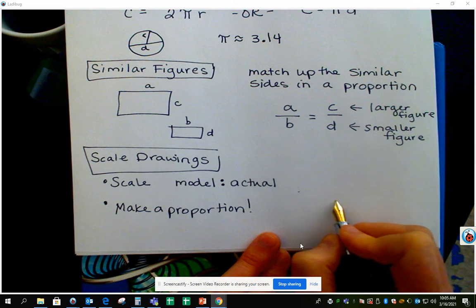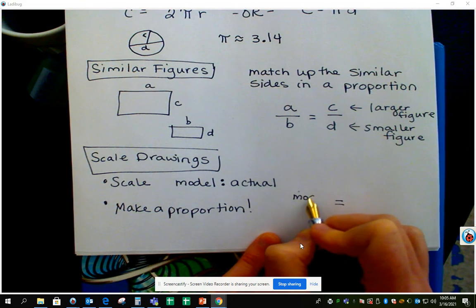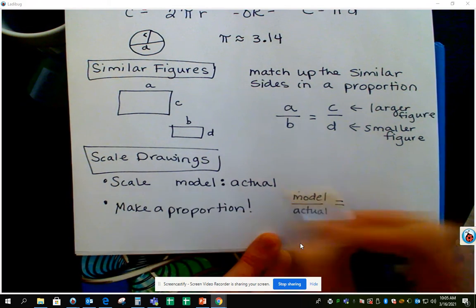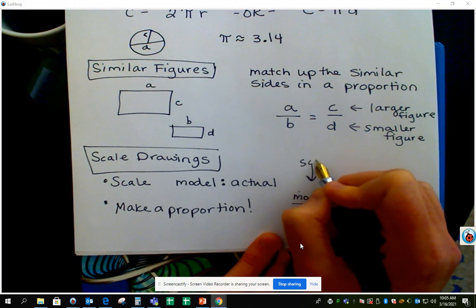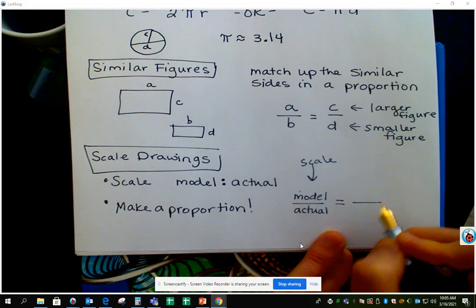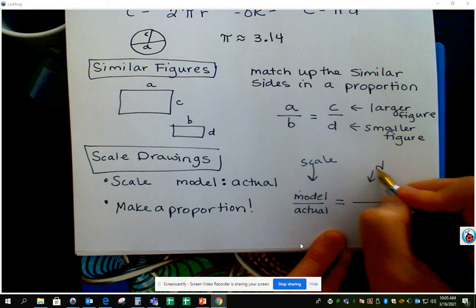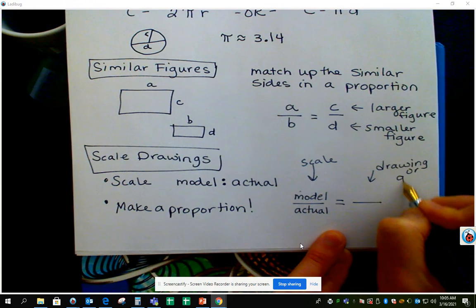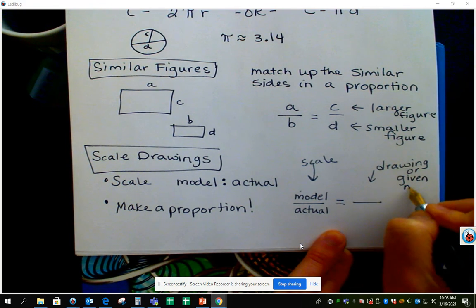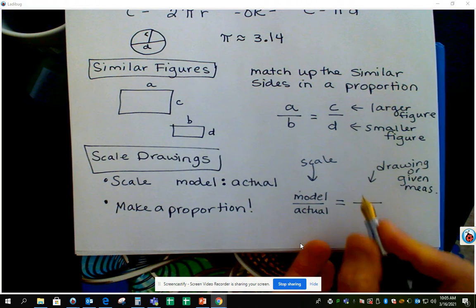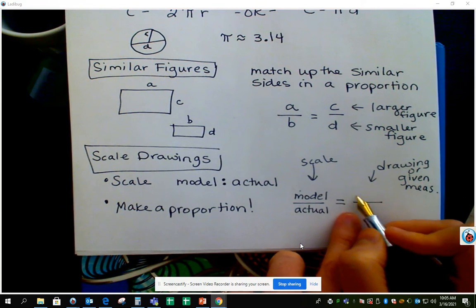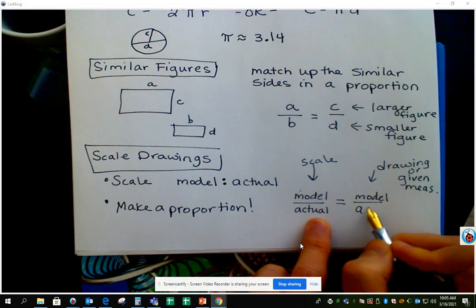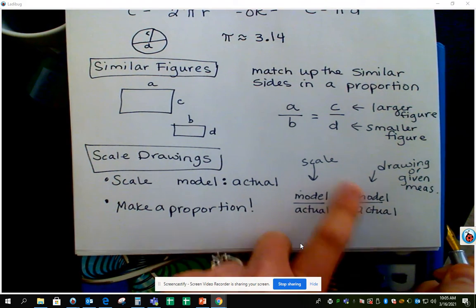So on one side, you would put model to actual using your scale. And then on the other side, you would use your drawing or given measurement. And you would set it up the same way. So say they gave you the model length, you would put that here and put a variable here. Or say they gave you the actual length, you would put that here and put a variable there.